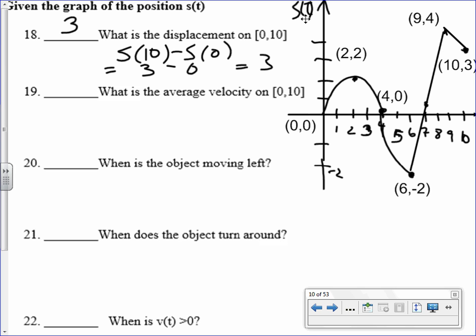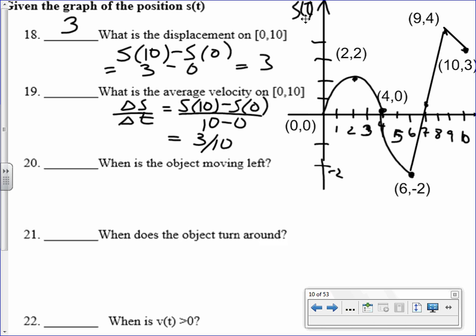Average velocity, remember we're going to use the deltas, is change in position over change in time. Right? Velocity is ds dt, the derivative of position. Average velocity is delta s over delta t. So we need to take the position at 10 minus the position at 0. That's just the displacement. We already know that's 3. And put it over the change in time. So we're going to get 3/10. That would be the slope of the secant joining this first point to the last point here.